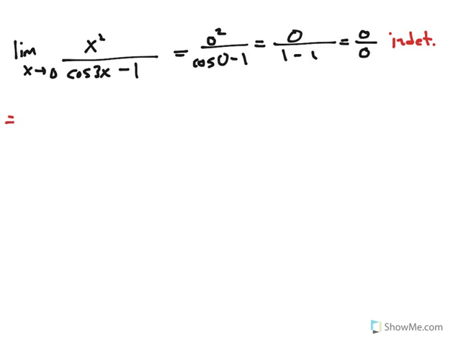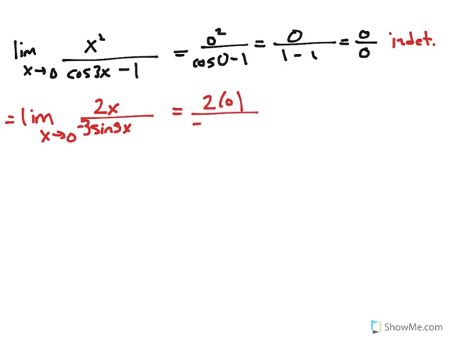So this is equal to, I have to keep the word limit going, the limit as x approaches 0 of 2x over the derivative of cosine of 3x, which is negative sine of 3x times 3. And the minus 1 goes away. If I fill in the 0, I get 2 times 0 over negative 3 sine of 0, which equals 0 over 0 again.